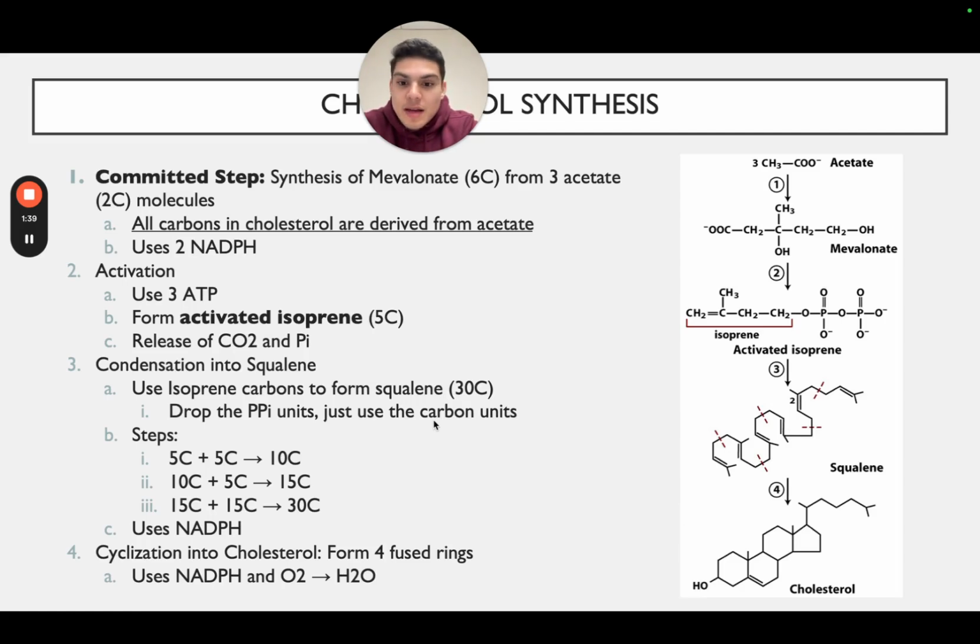And so the steps are, we add 5 plus 5 to form 10. We do this twice, and now the way we do this is 5 plus 5 is 10, 10 plus 5 is 15, and 15 plus 15 forms 30. So we don't just keep adding 5 the entire time. It ends up just combining 2 of the 15s together. And this third step uses NADPH.